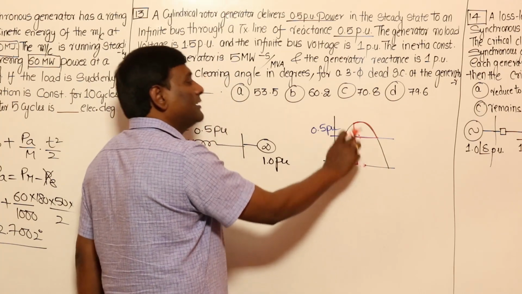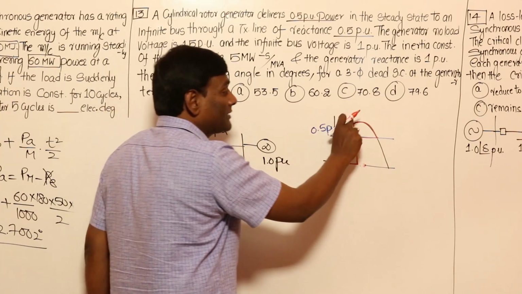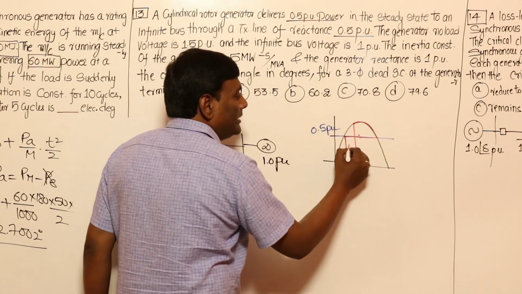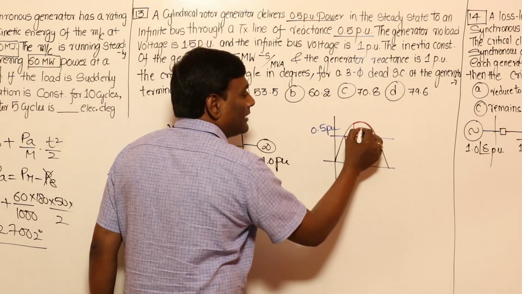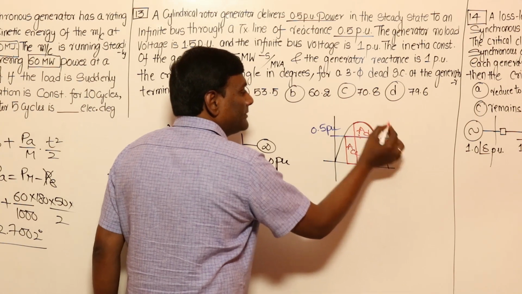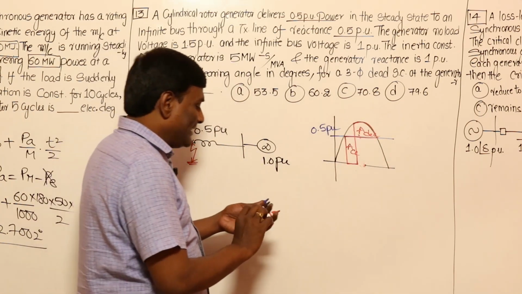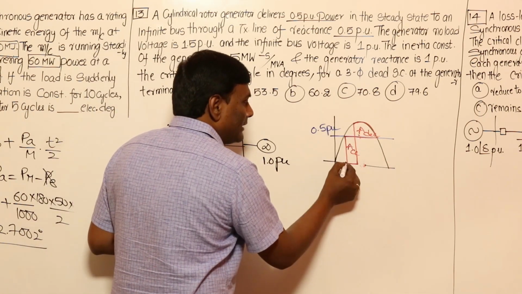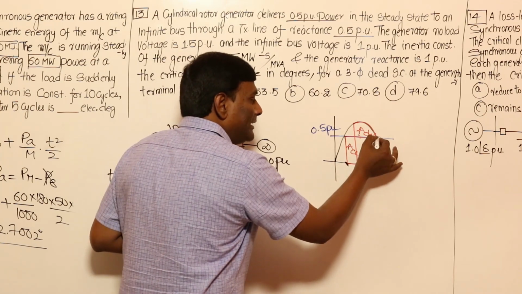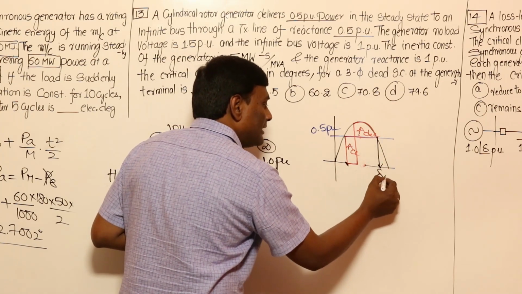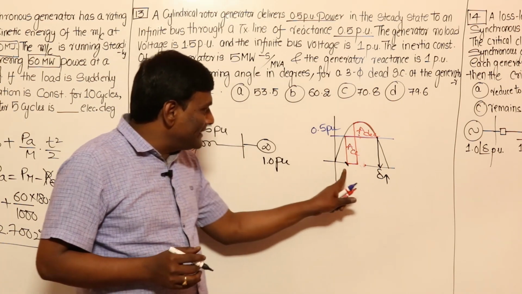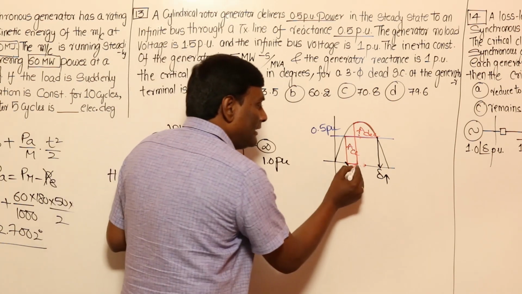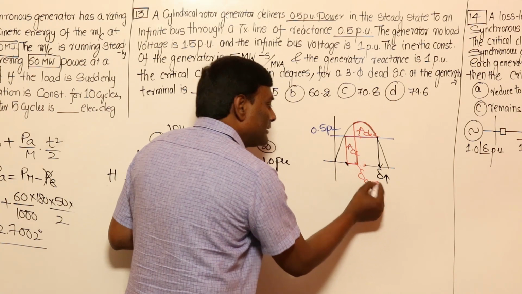And once fault is cleared, again it will achieve the same Pmax, and so this is going to be accelerating power, accelerating area, this is going to be decelerating area. Okay, so what is the angle here? This angle. Okay, so this is going to be delta max. Now let us find this angle, and what is this angle? This is going to be critical clearing angle.